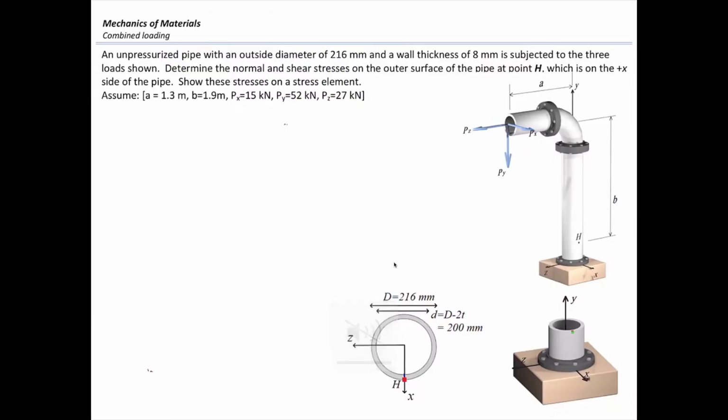There is a pipe that is subjected to three forces, and we want to determine how much are different stresses at point H, which is located close to the bottom support of this pipe. So in order to solve this problem, the very first step is moving all of these forces one by one to the section that is passing through the point of interest.